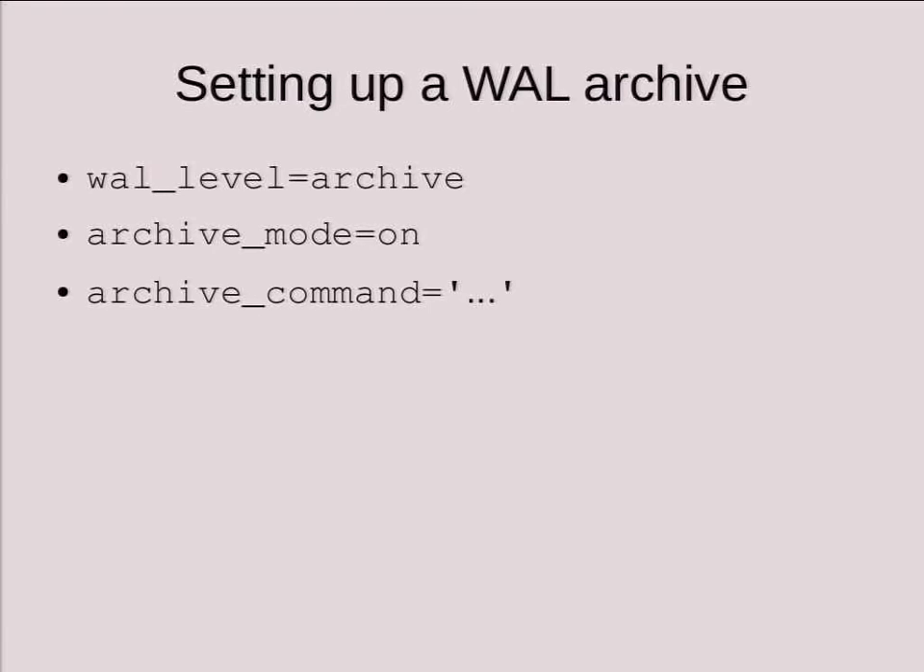How many of you use continuous archiving? How many of you have set up WAL archive? Hands up. Yeah, quite a few. So there are a few gotchas that you might not be aware of. The simple procedure for setting up WAL archiving is you set wal_level to archive, then you set archive_mode to on, and then you specify the archive command. And this is where it gets more complicated. What do you put in your archive command?